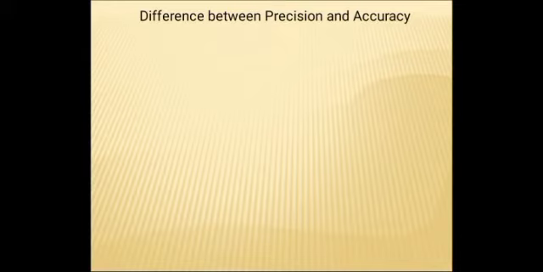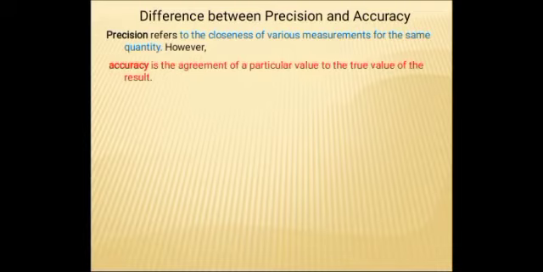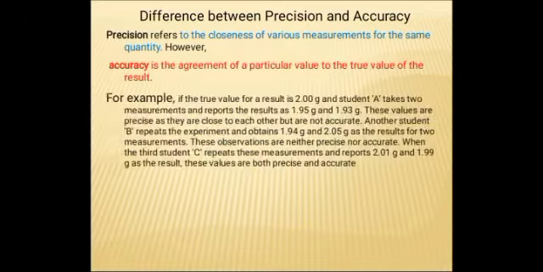Yes my dear, precision is the closeness of various measurements for the same quantity. Closeness, how close a value is. And accuracy is the closeness to the exact number, the true value. So here in rounding off we are talking about precision and accuracy. Okay, so let's discuss this with an example. It is given in your NCERT book.